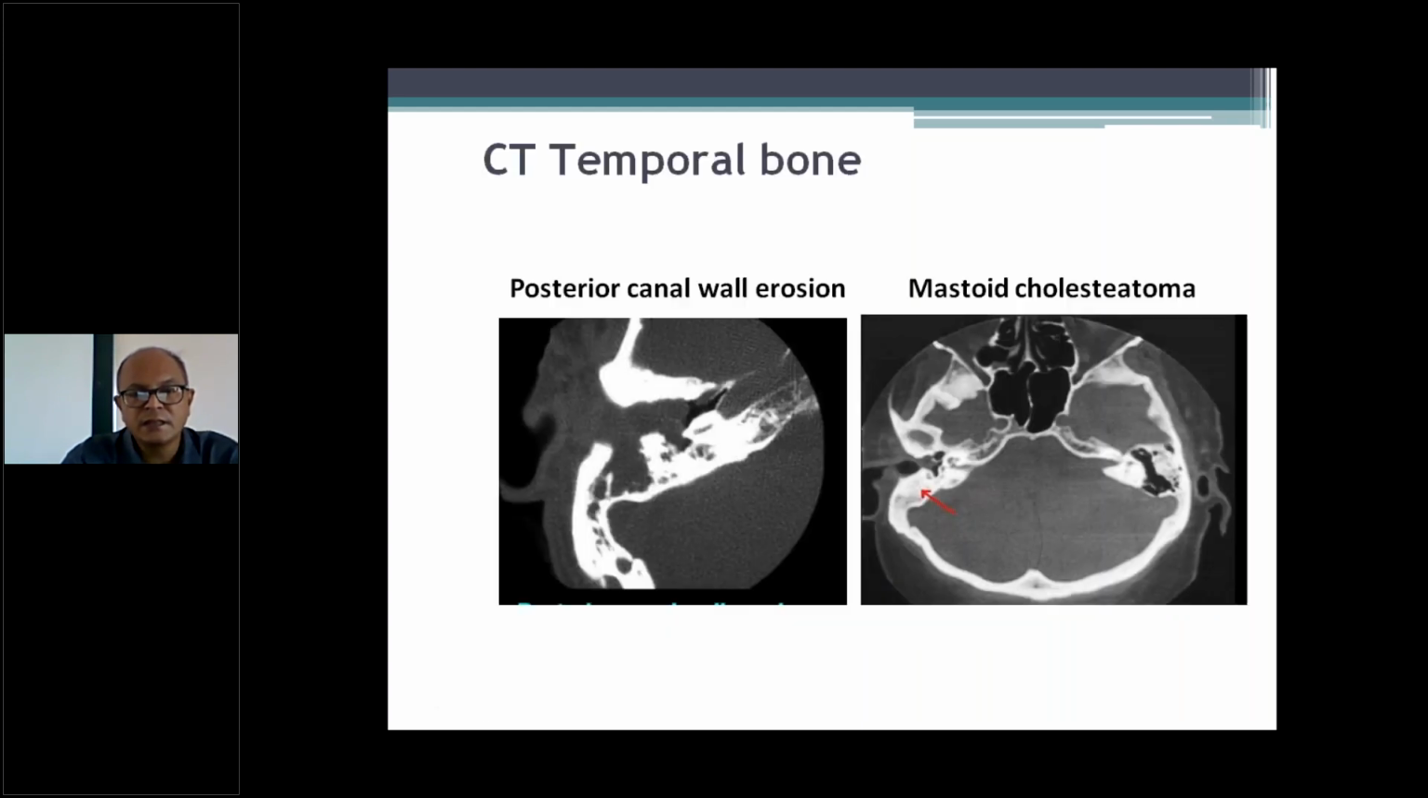Now here you can see a CT scan. This is the axial cut, and you can see there is erosion of the posterior meatal wall here. Big erosion is there, and this is the mass over here, and this is the basal turn of the cochlea you are seeing, and this is the eustachian tube orifice over here. Okay.